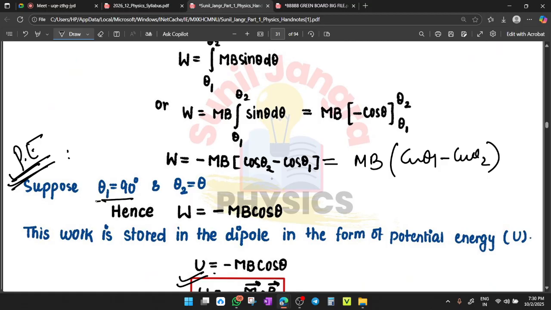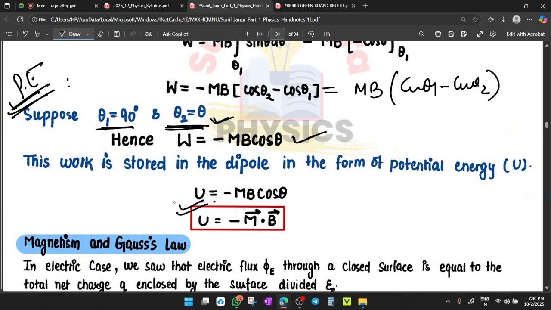Suppose theta 1 is equal to 90 degrees, the standard or reference situation, and theta 2 is equal to theta, any random angle. So you will have W equals mb cos theta. This is the work stored in the dipole in the form of potential energy. Clear? So this is called U equals minus mb cos theta. In dot product form, it is equal to minus m dot b.